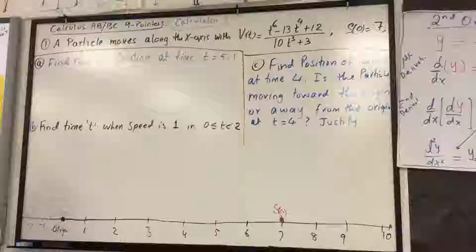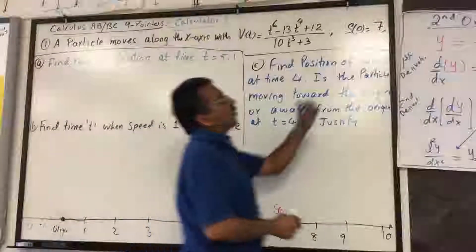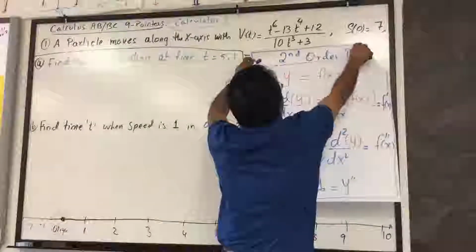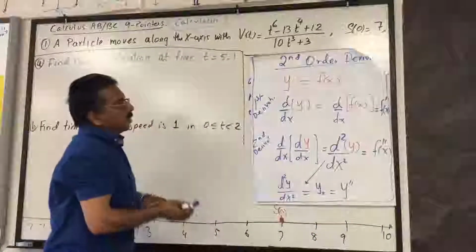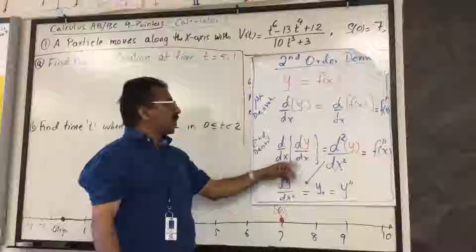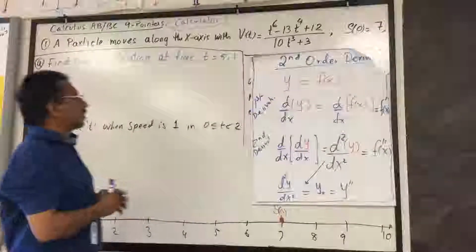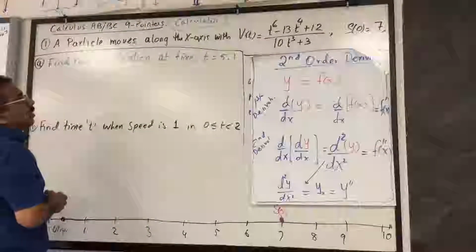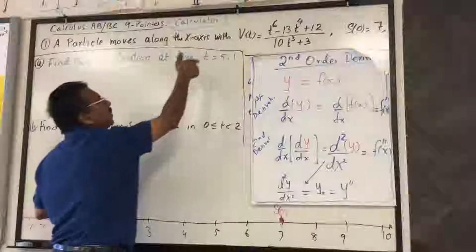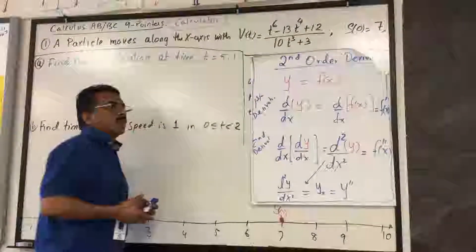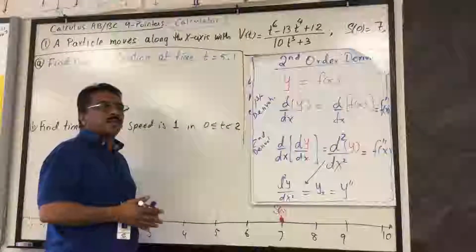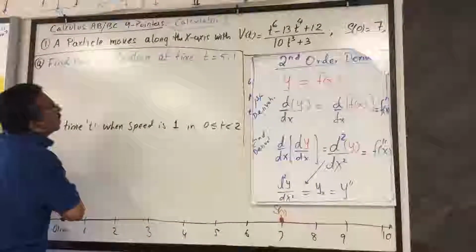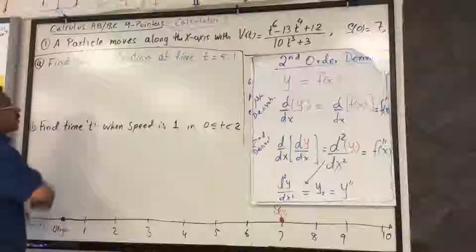So what is acceleration? The first derivative is always the velocity, the second derivative is the acceleration. So what we do is, if you are given the velocity function, take the derivative of this, and we need to find it at time 5.1: at what rate, what is the acceleration at that particular time. So simple question, let's write it.